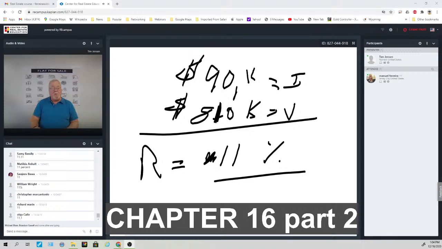Now, working these problems in reverse: let's say 810,000 is the value, times the rate, 11%. Guess what? It equals 89,100, or roughly $90,000. So it works. Not 11.1, 11%. Did anybody not understand what we're doing or how we reached that?